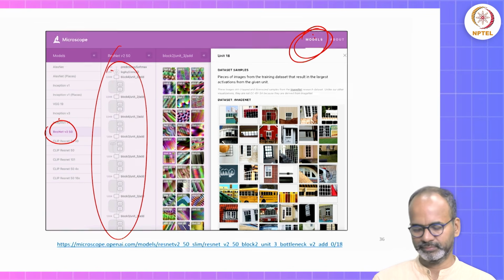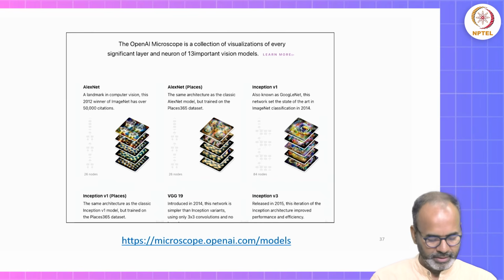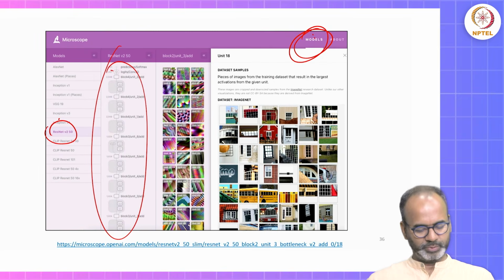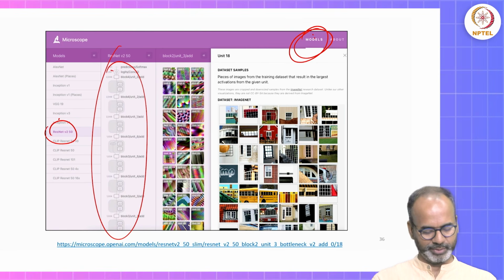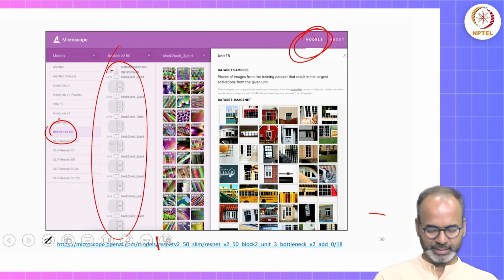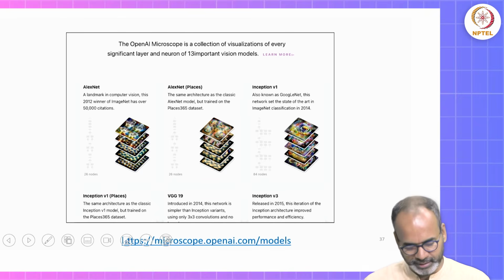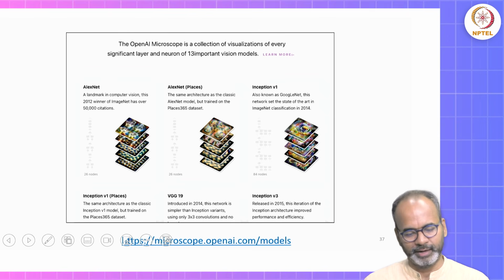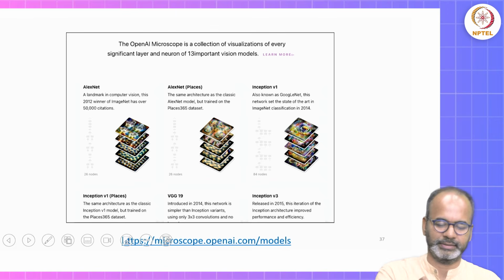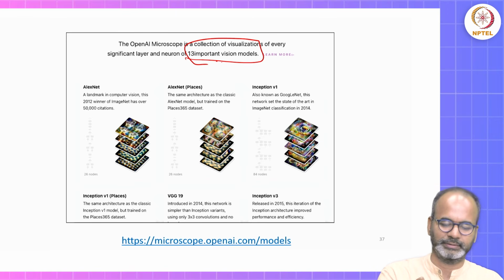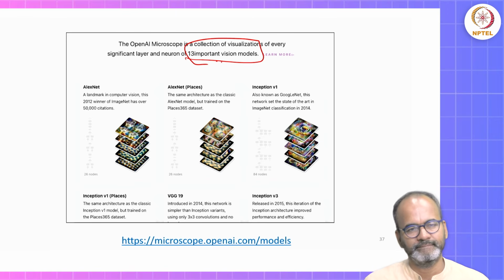Take a look. This one is specifically for the ResNet models and the example I showed you. But if you're interested, please take a look, the URL is in the next slide. It actually provides a lot of interesting understanding of how these models work. Just 13 important vision models.